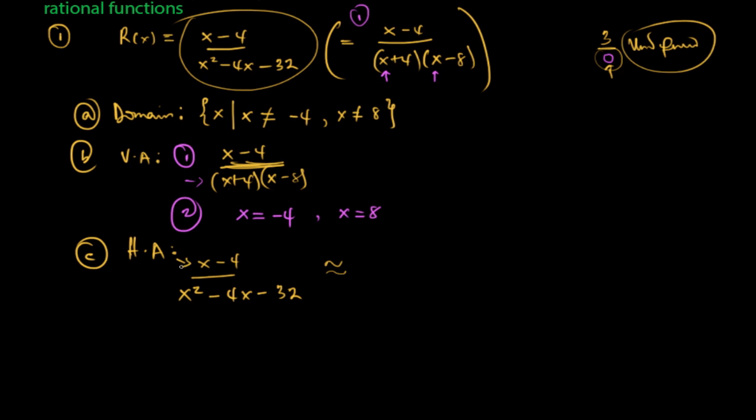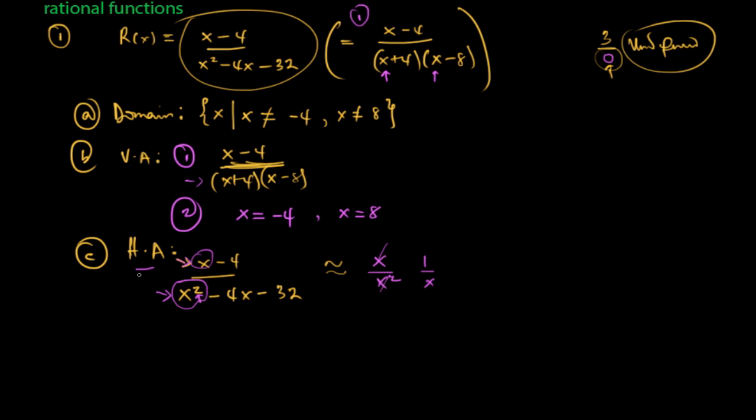Now when I consider the numerator, the leading term, that is the term that has the highest degree, is x. So I'm going to write x divided by, and also looking at the denominator, the leading term is the term that has the highest degree, which is 2. So I'm going to write x squared here. Now x divided by x squared is going to give you 1/x.